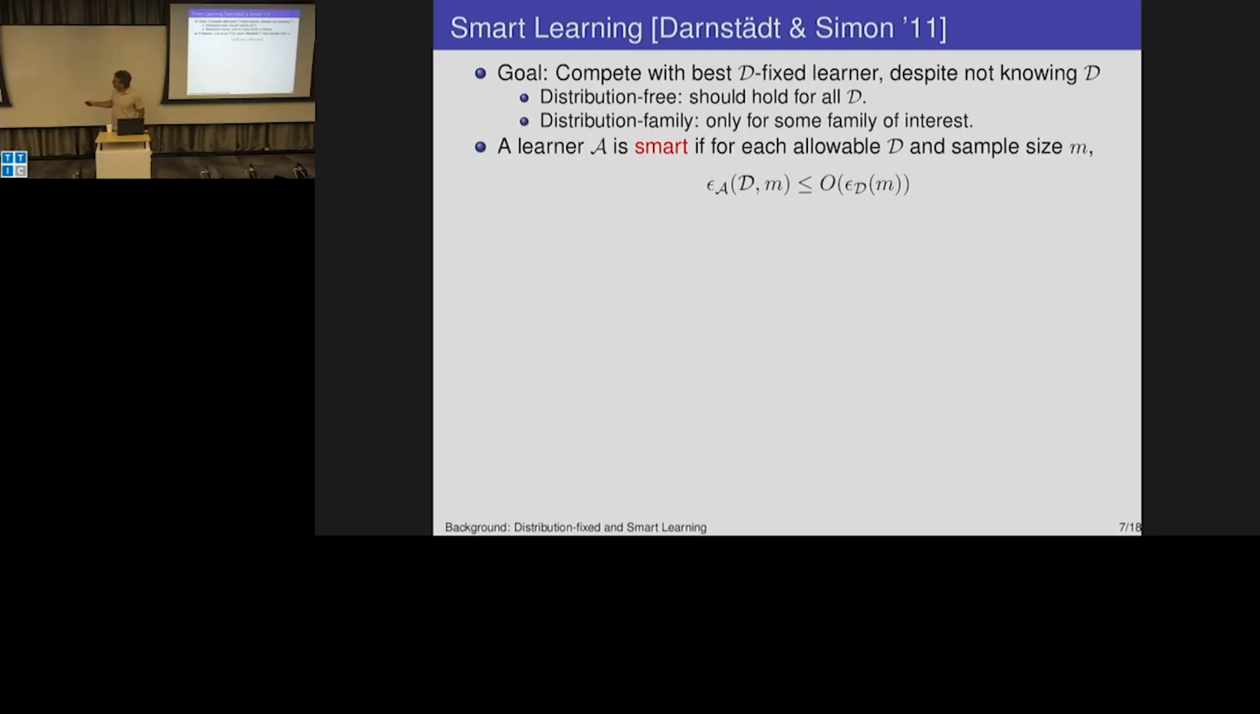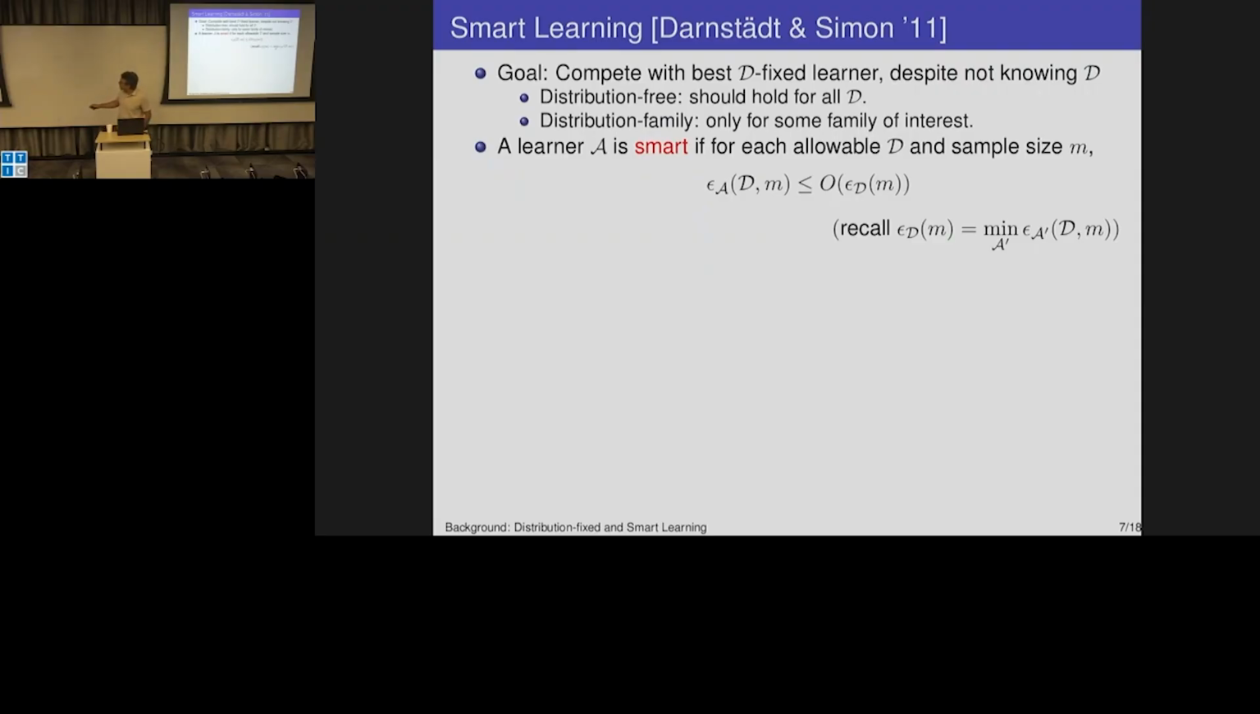So they say a learner is smart if for every distribution that is allowed, and every number of samples m, the error of the learner on that distribution is within a constant, a universal constant, of the best error you could get on that distribution. This is the distribution fixed error. Let's remember the definition. It's the minimum over all learners of the performance of the best learner on that distribution, right? So it's basically this picks the best learner for the distribution.